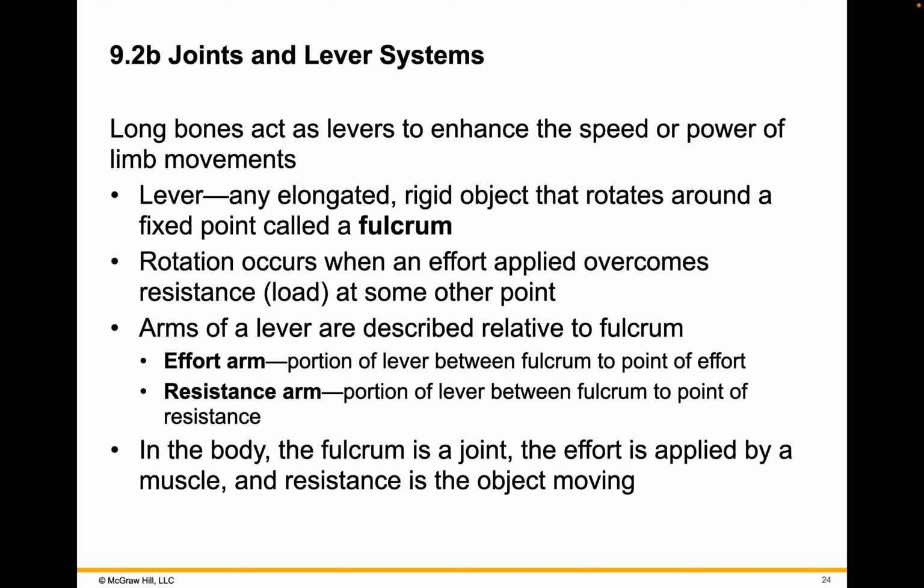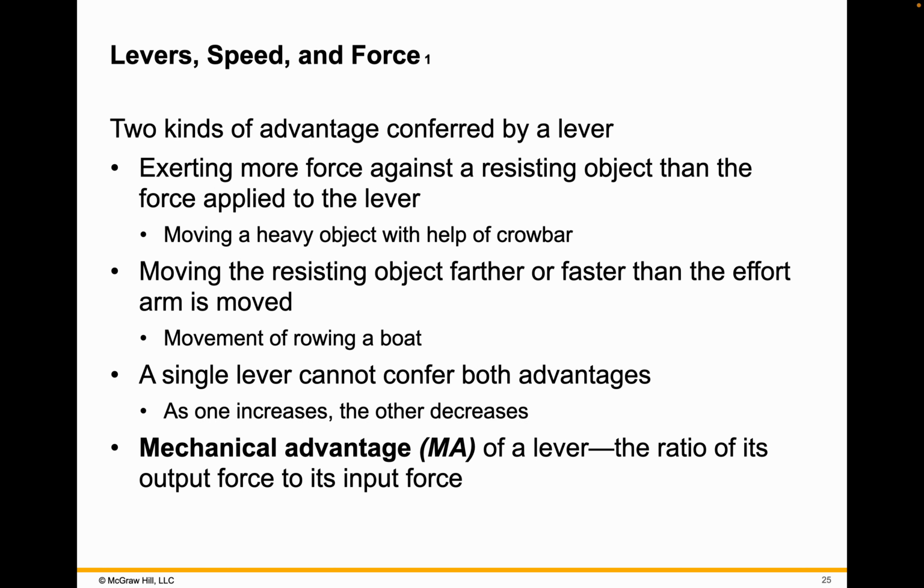So in the body, that fulcrum is going to be the joint that we're talking about. The effort is going to be applied by a muscle, and the resistance is the object you're trying to move. There are two kinds of advantages you can get from a lever. You can exert more force against a resisting object than the force applied to the lever, so we can move a heavy object with the help of a crowbar, for example. Or you can move the resisting object farther or faster than the effort arm is moved, like rowing a boat. The trick is that a single lever can't have both advantages. If you increase one, you decrease the other.